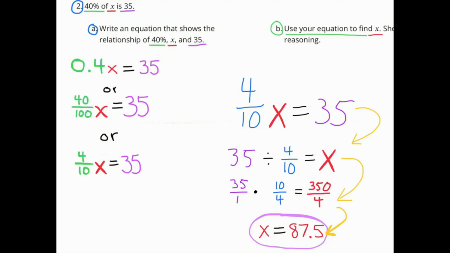To do that division problem, we would multiply by the reciprocal of 4/10. 35 times 10/4. And that equals 350/4. And 350/4 means 350 divided by 4, and that is 87 5/10. So x equals 87 5/10.